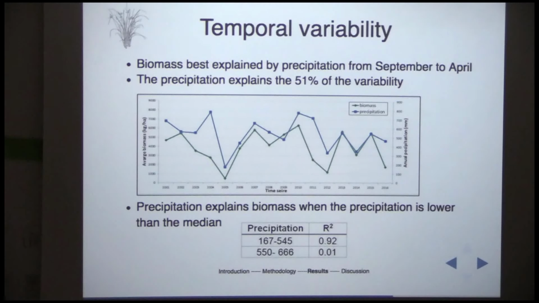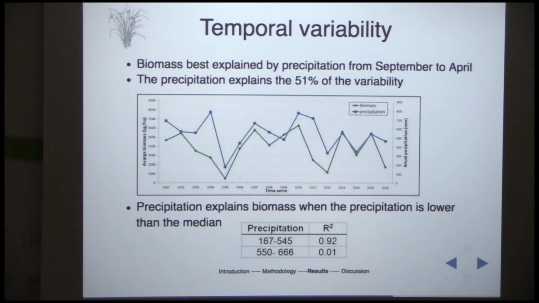This is the last analysis that we did, and we wanted to try to explain the temporal variability that we see in the maps. For that, we compare the average biomass production per year with the precipitation. First, we test which months had more influence on the biomass production. We tested different intervals, and we see that the months that really have influence on the biomass production are from September to April. And this could explain 51% of the variability.